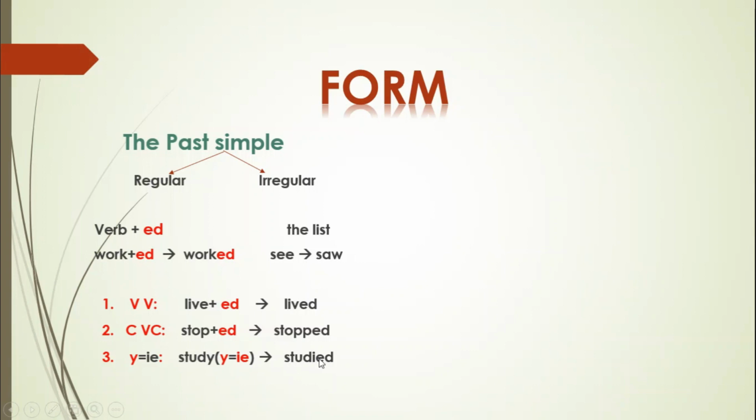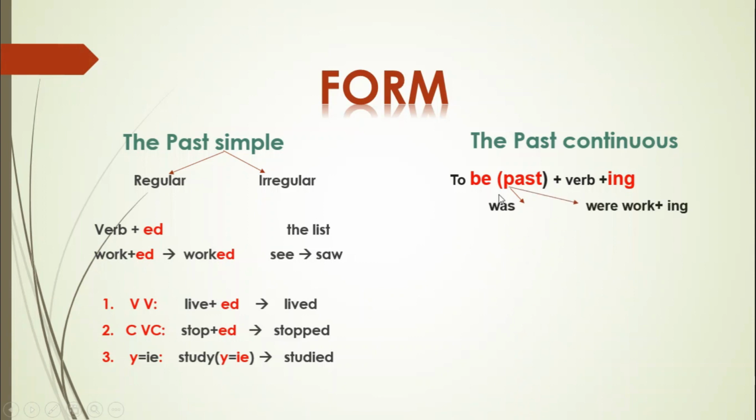For example, study, studied. Now the past continuous form. We have to be in the past plus verb plus ing form. Now to be in the past we have was and were. I was, you were, he was, she was, it was, we were, you were, they were. Plus verb plus ing form.